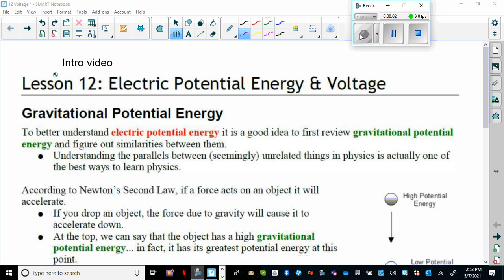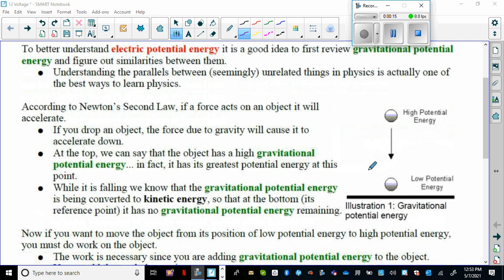Lesson 12 is on electric potential energy and voltage. Two very important concepts. The lesson starts off by reviewing gravitational potential energy. So let's quickly do that. And recalling what we learned from Physics 20, we know the gravitational potential energy is energy based on location.